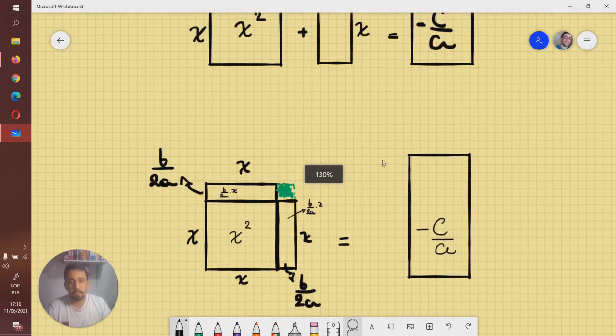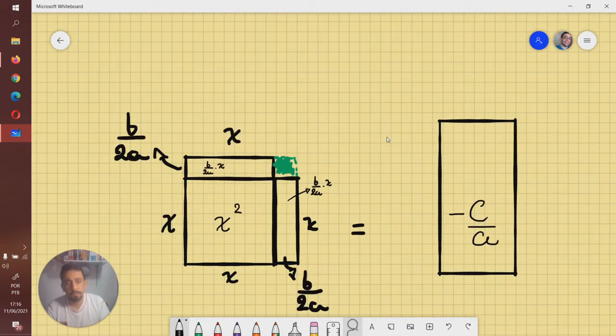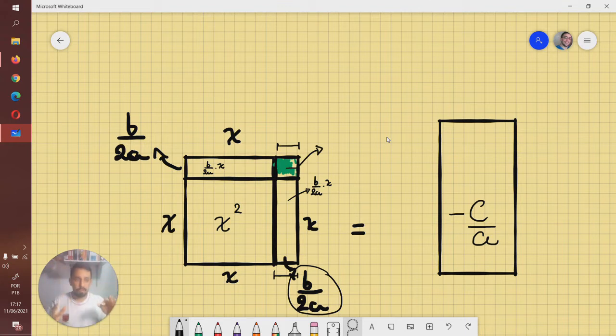Take a look. I'm going to get the area of this new square that I added here. Firstly, I need to build the square. I hope it did pretty well. Do you agree that this measurement here is the same as this here at the bottom, and this is b over 2a? So it means that the area of this square will be b divided by 2a times b divided by 2a, because it's a square and the sides measure the same. If they measure the same, do you agree that I can represent it this way?